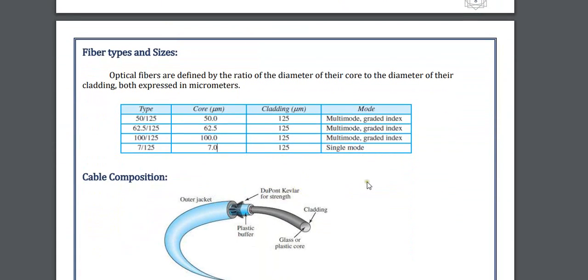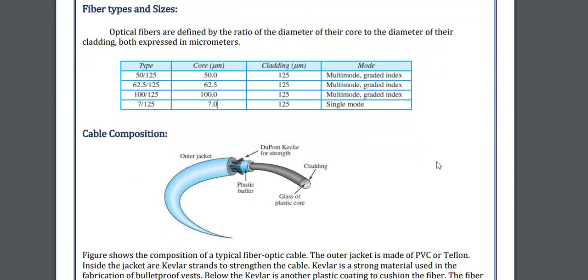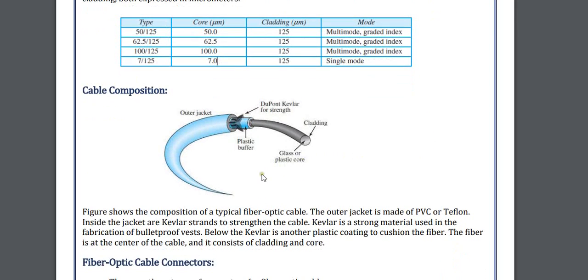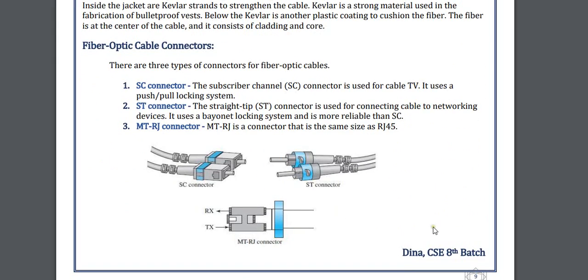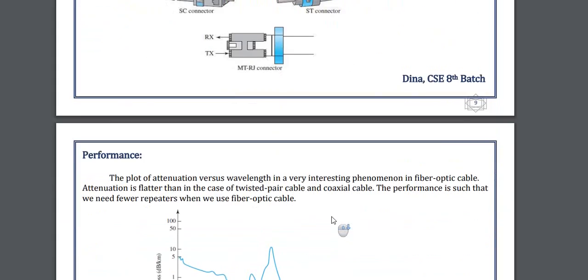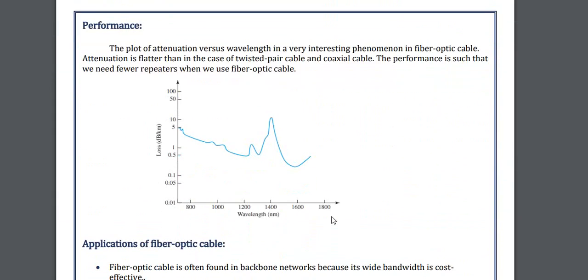The different types and sizes of fiber optical are given in the table here. The cable capacity and other details are given here. The fiber optical connectors are very important. You can take a snap of these connectors. One is the SC connector, ST connector, and MT-RJ connector. Here the MT-RJ connector is more usable than any others. The performance graph is given here.